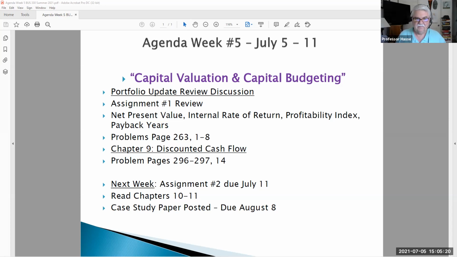Also, we'll be looking at capital budgeting, chapters 8 and 9, looking at some problems for review on page 276 and 296 of your textbook. We'll review that in our lecture video on Wednesday. And then you have assignment number 2 this week on chapters 5, 6, and 7. It has been posted. It's in the assignment number 2 file, and that is due July 11th. I'll review that work also in our lecture video on Wednesday.